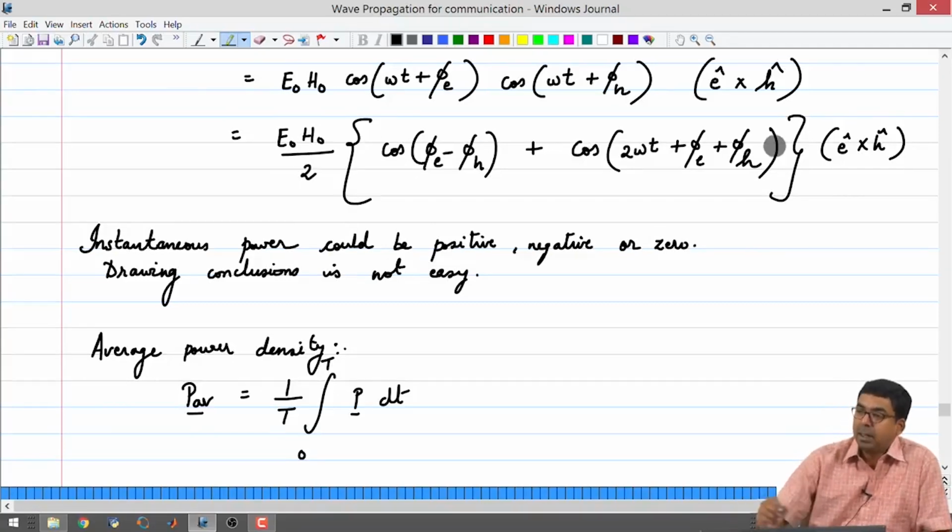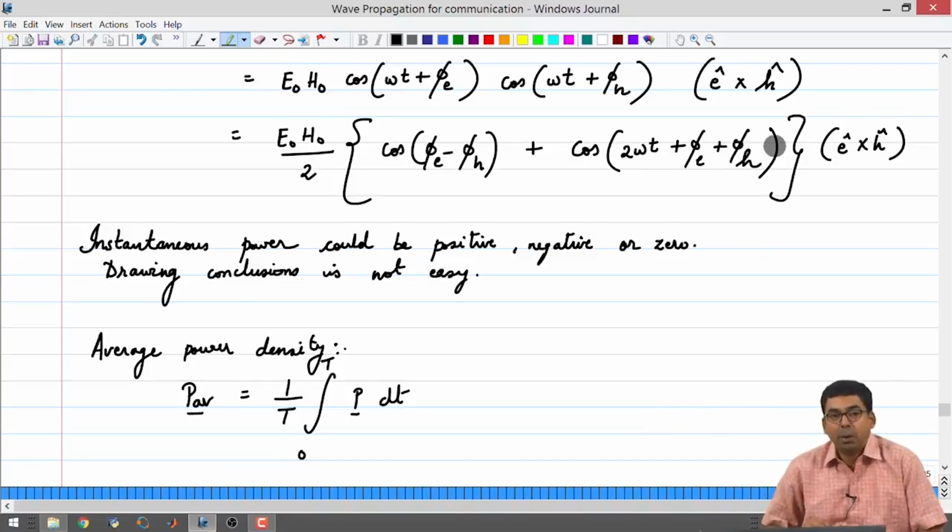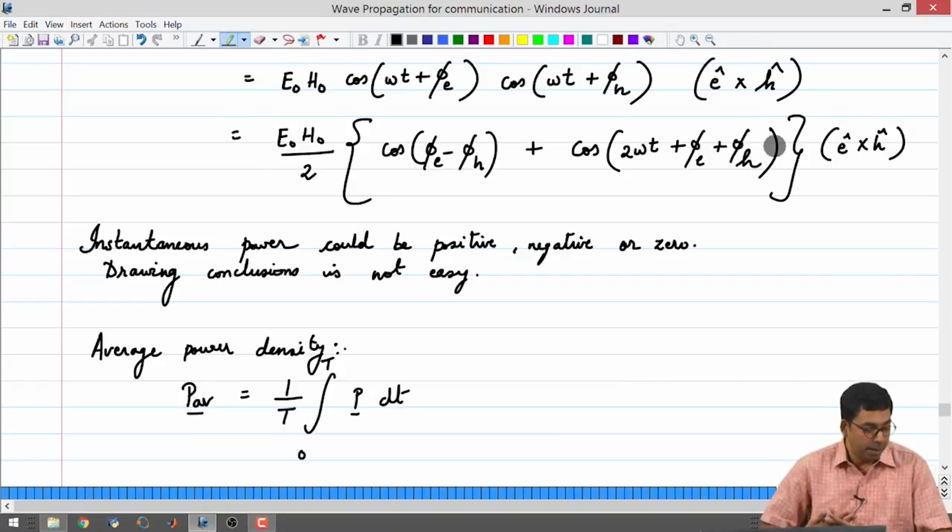In the case of the second term, when you integrate the cosine over an entire time period, you will end up getting a 0. So, what that means is you are removing that quantity from the picture completely, and then what you are left with is something that is not dependent on the current value of time, and that is average power density, and that should give you a valid quantity to make some conclusions on.